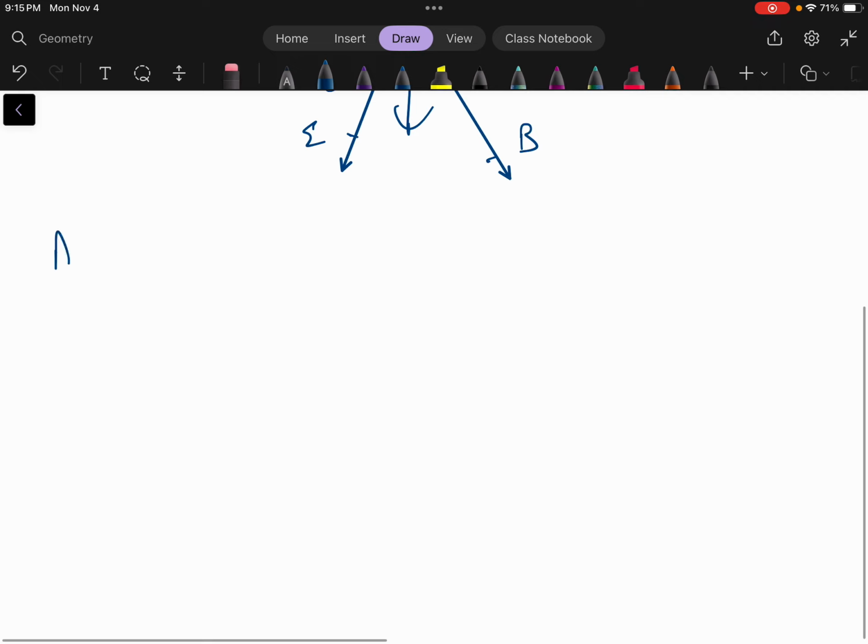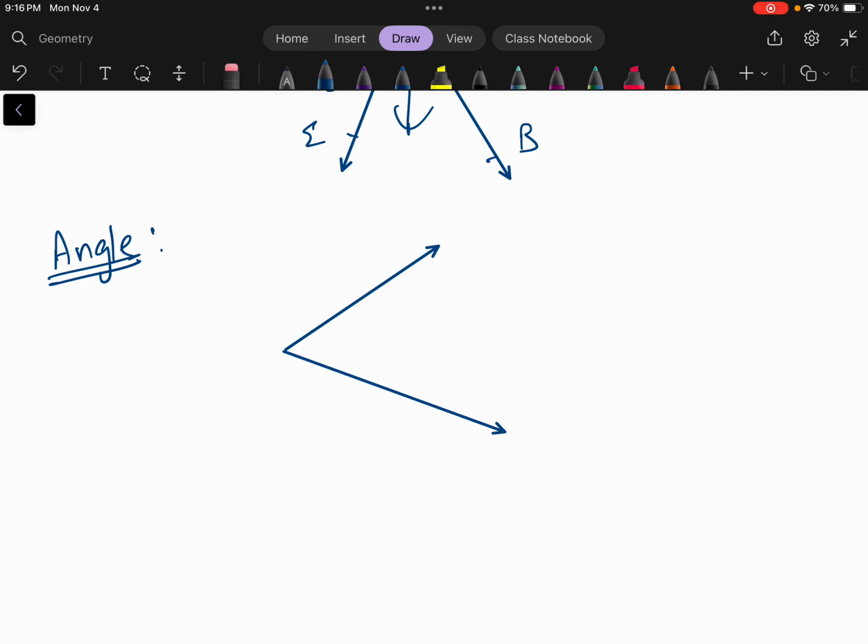Now what is an angle? We can say when we have two co-initial rays, let's take one ray and take another ray. This is the point O, where these two rays are meeting. Let's say this is A, this is B. So the angle formed between the co-initial rays is known as the angle.